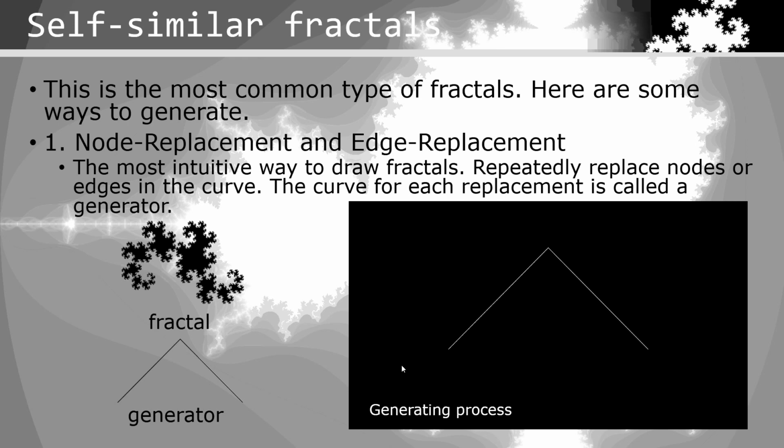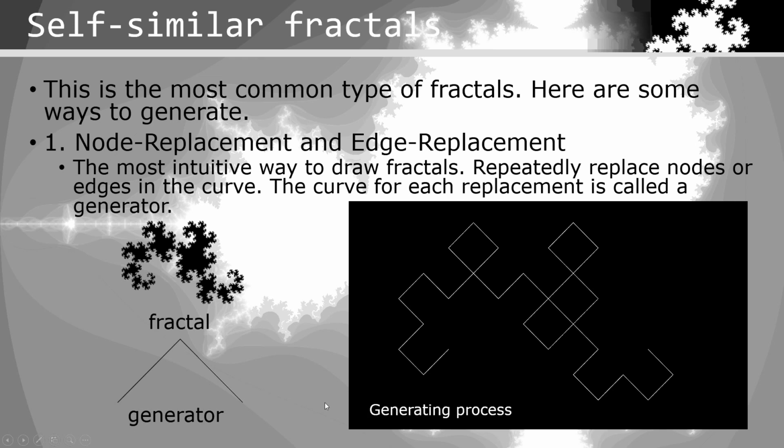Here are 4 ways to generate them. The first one is by node replacement and edge replacement. This is the most intuitive way to draw fractals. Repeatedly replace nodes or edges in the curve. The curve for each replacement is called a generator. We can see that in the following pictures and video.